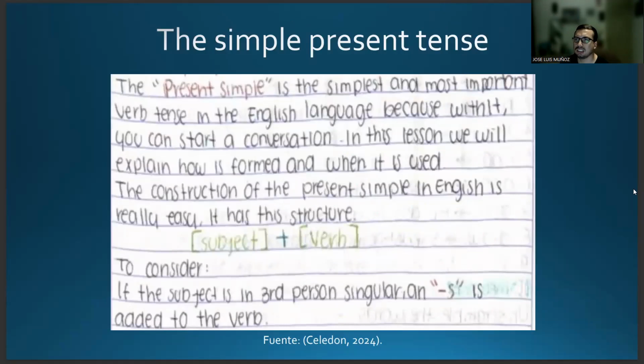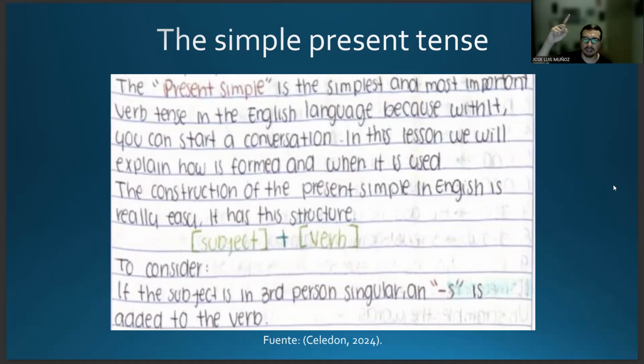Then you have the simple present tense. The present simple tense is the simplest and most important verb tense in the English language, because with it you can start a conversation. In this lesson, we will explain how it is formed and when it is used. The construction of the present simple in English is really easy. It has a structure. You have the subject and you have the verb. It's a combination. Also, you could add a complement.